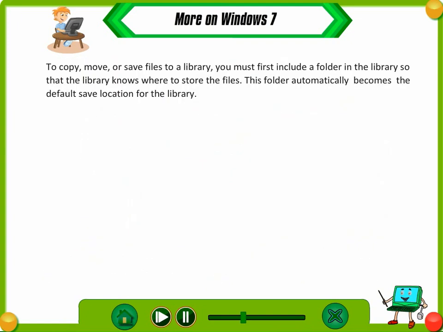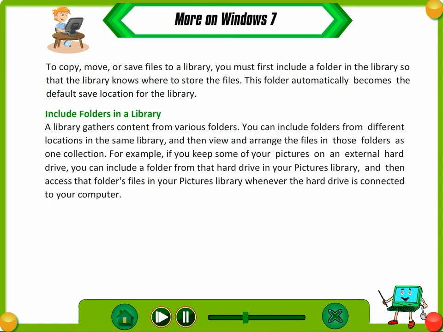To copy, move, or save files to a library, you must first include a folder in the library so that the library knows where to store the files. This folder automatically becomes the default save location for the library. Include folders in a library. A library gathers content from various folders.